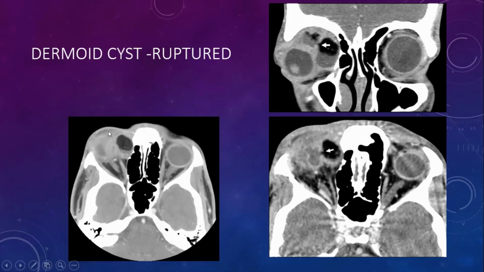And CT is one of the best modalities of choice to detect dermoid cyst, because this black thing we are seeing here is the fat. To detect fat, CT is a very good modality, even better than MRI, because in seconds we can scan this. And this is a case of a ruptured dermoid cyst. This black one is the fat, with solid and cystic components noted here.